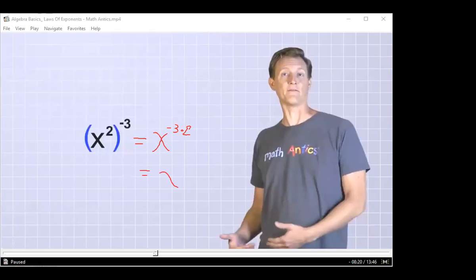How are you going to write it in simplest form? 1 over x to the power of 6. Not negative 6, it's x to the power of 6. Yes. If I want to write it in simplest form, we have to transfer it to the denominator, so it will be 1 over x to the power of 6. Any questions so far? No, so thank you. Okay, let's continue.